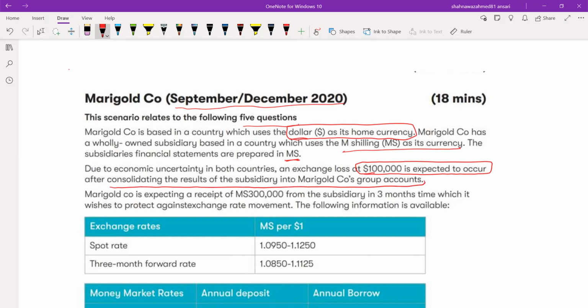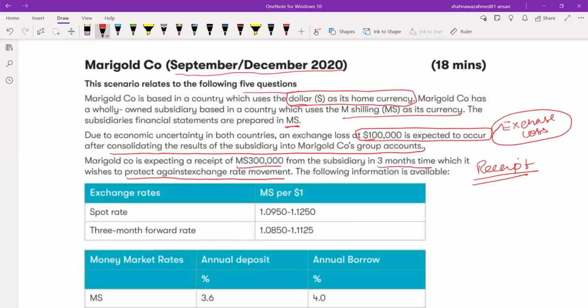Marigold is expecting a receipt of 300,000 MS from the subsidiary in 3 months' time, which it wishes to protect against exchange rate movement. The following information is available. So we have an exchange loss as a result of conversion into the group's financial statement, and we have an expected receipt in 3 months' time in foreign currency.